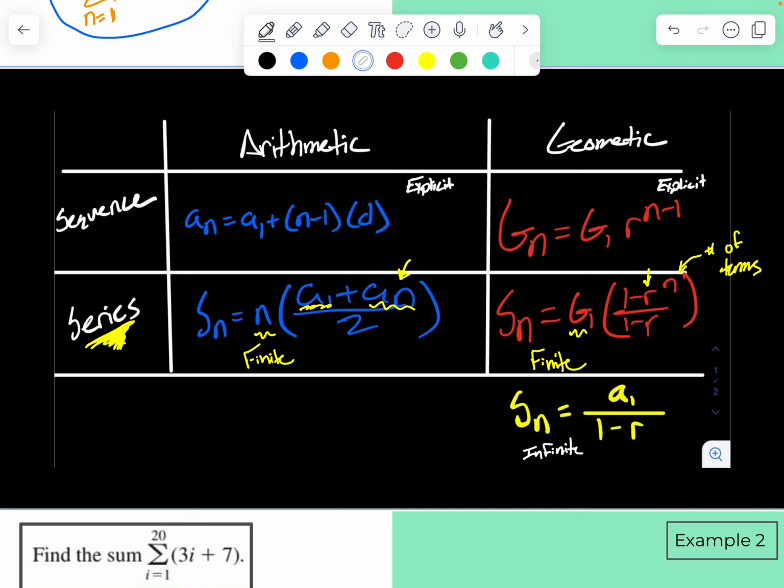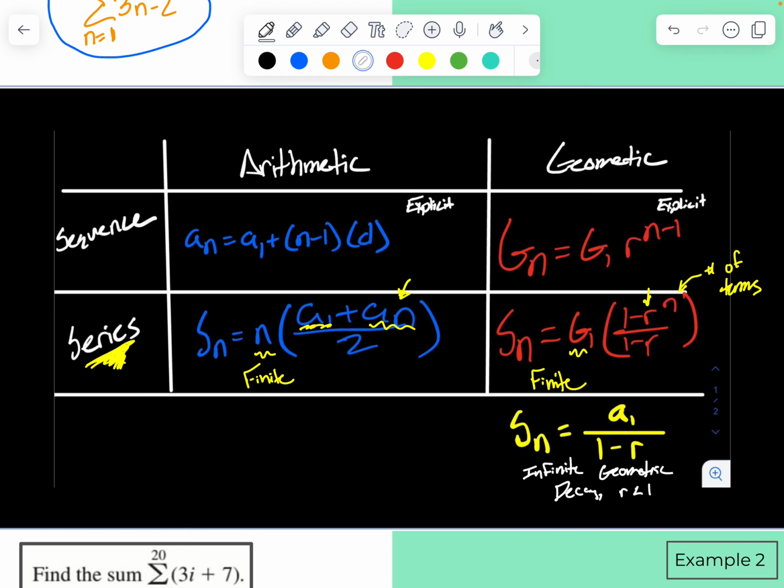For an infinite geometric sequence, or infinite geometric series, it has to be decay, meaning r has to be less than 1. So we can only find the sum of one infinite thing, and it's an infinite geometric if it's going down, if r is less than 1. Okay, these are going to be important.